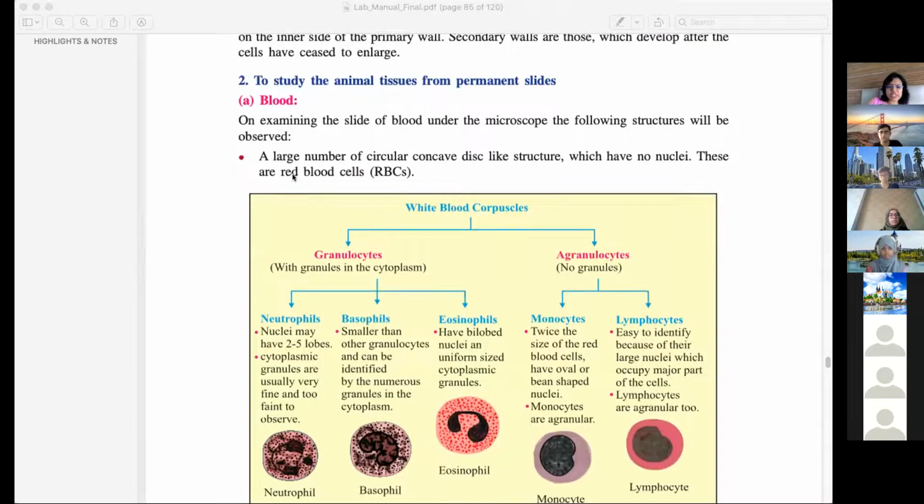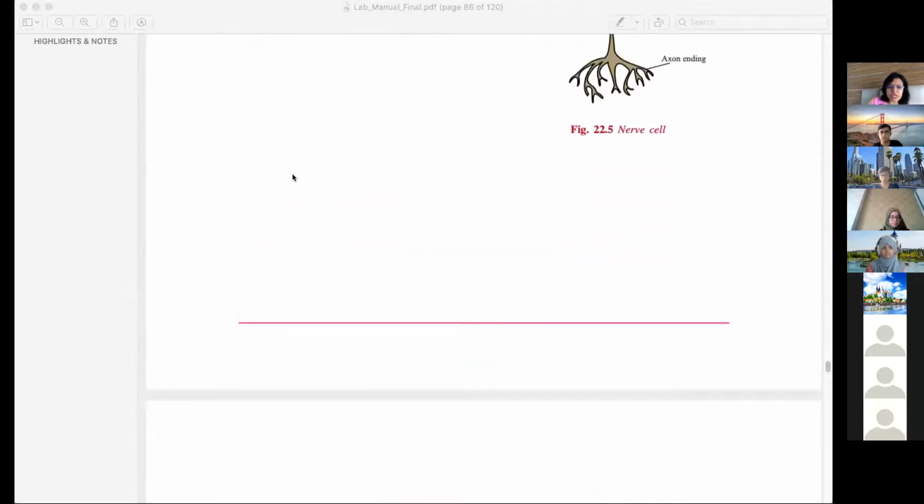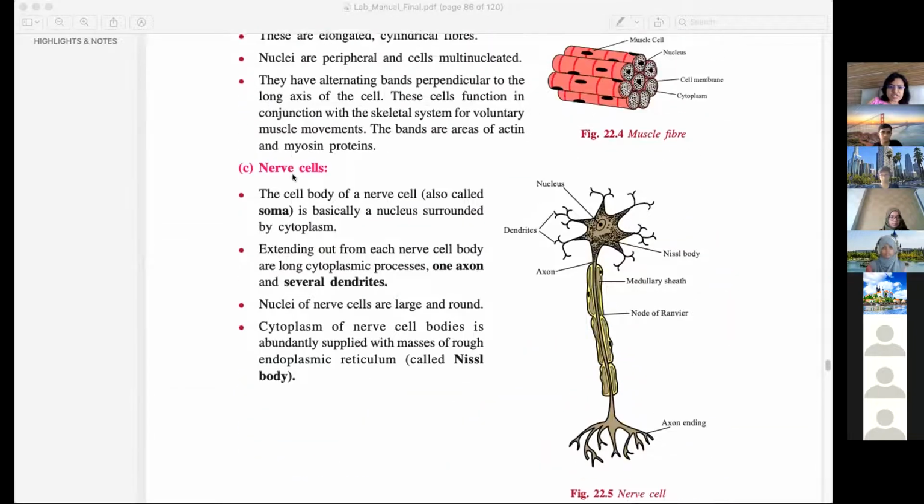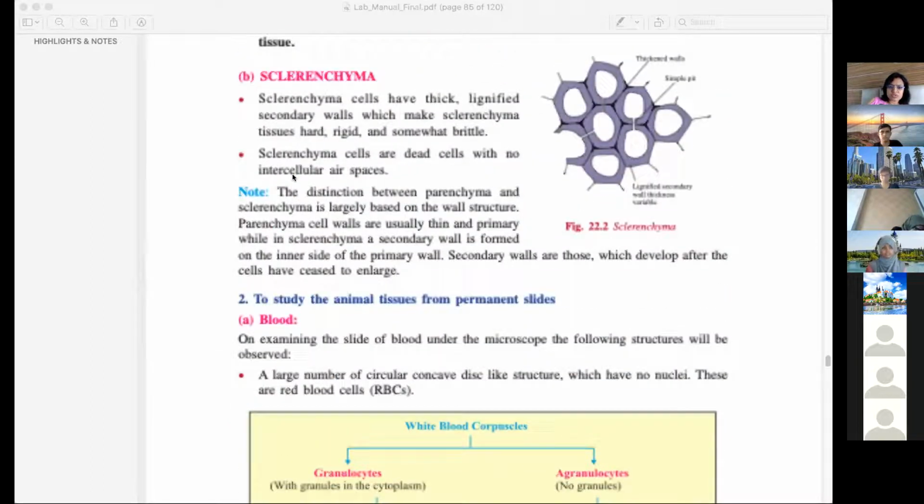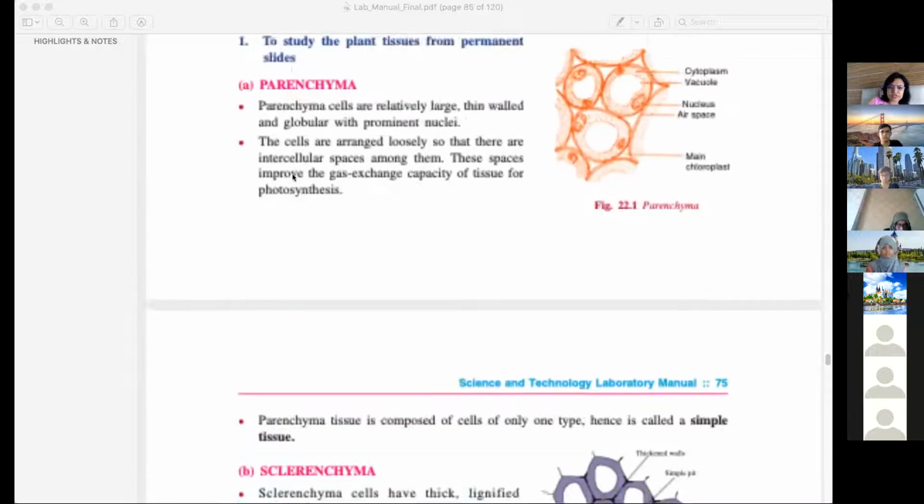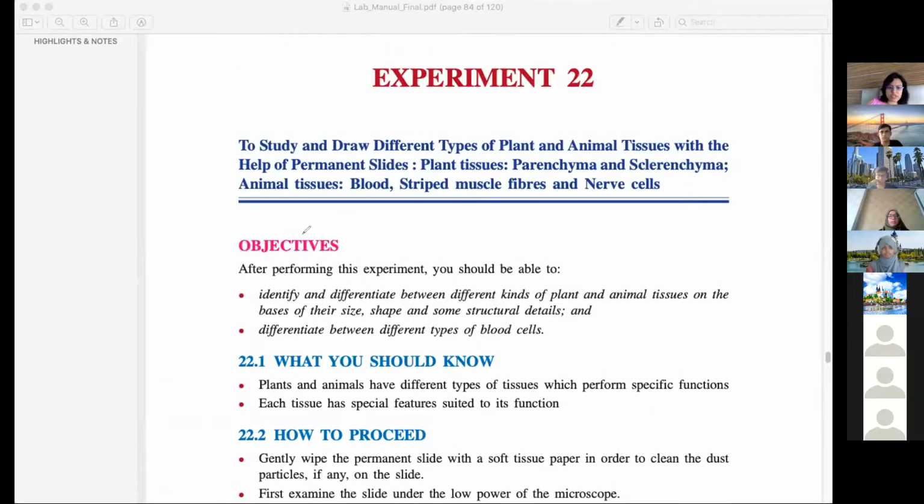Don't write ये वाला second part. Leave it. Blood wala. Okay. So if you are leaving this nerve cell striped muscle fiber, so we'll reduce it in the aim also. Okay, aim kahan gaya? Aim में we wrote too many things na. So aim में we'll just write identify and differentiate between different kind of animal tissues.